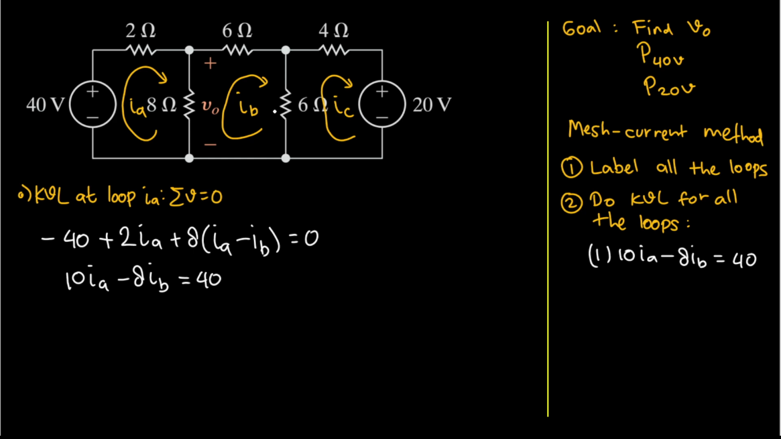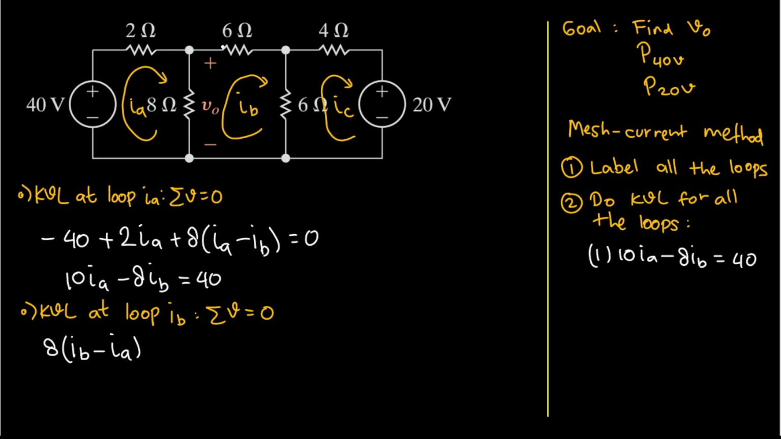And then let's move on to the second loop here. We can just play the same game. So let's do KVL at loop IB. KVL says that the sum of the voltages in a loop will equal 0. Let's start from this 8 ohm resistor. So I will have 8 here. But here IB is flowing up, and IA is flowing down. They are opposite of each other. Currently we are working on IB, so IB comes first, but I need to subtract IA from it. So I'll have minus IA.